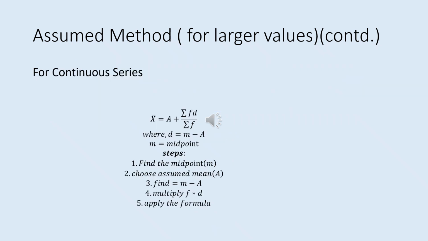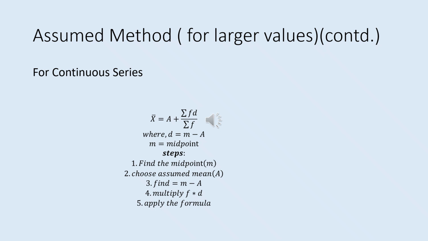In this slide, we'll be calculating the arithmetic mean for the assumed method for larger values for the continuous series. Here the formula is x bar is equal to a plus summation of fd by summation of f. But in the continuous series, here we require the midpoint. So in order to calculate deviation or d, we will require midpoint minus the assumed mean, which is d is equal to m minus a.